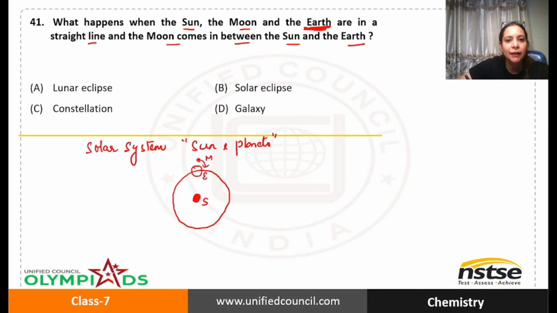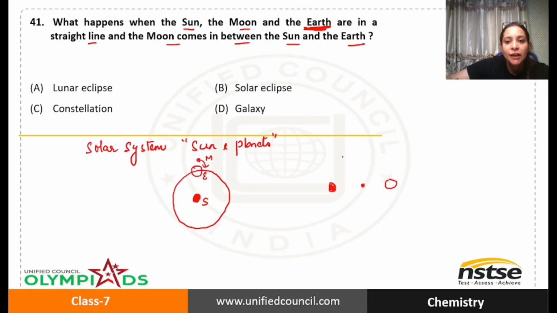Now a situation is given where the sun, moon and earth are in a straight line, in such a way that the moon comes between the sun and earth. So let's say this is the sun and this is the earth, and the moon is in between them. So we need to tell what this is called: lunar eclipse, solar eclipse, constellation or galaxy.